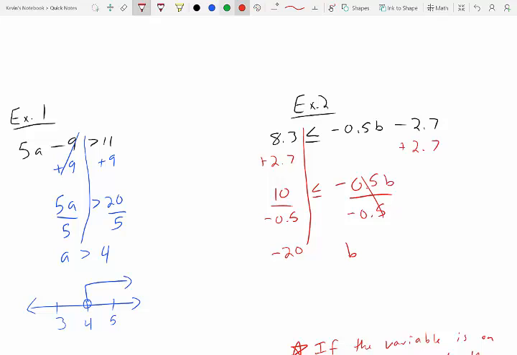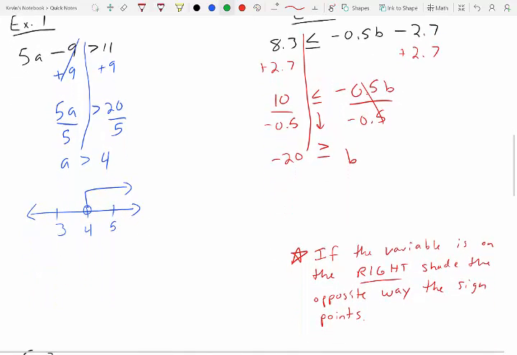But since I divided by a negative number, I have to remember to flip my sign. So the sign switches from a less than to a greater than because I multiplied or divided by a negative number. Okay, so there's a little start on here about our graph.